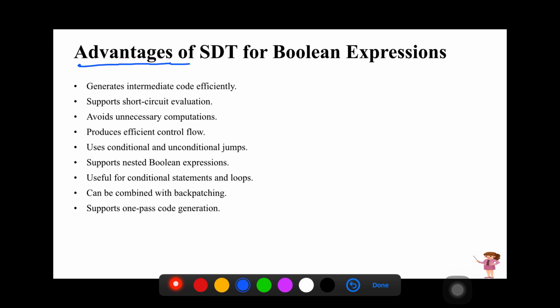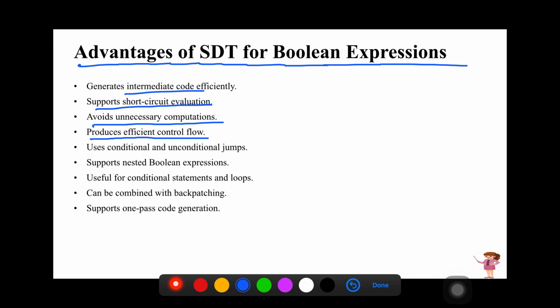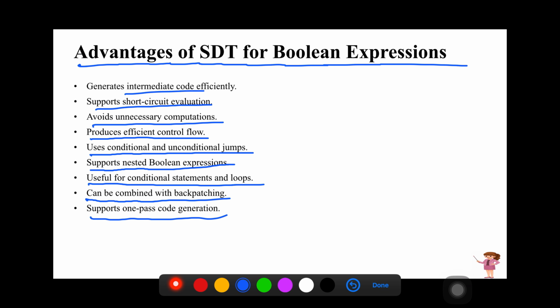Advantages: it generates the intermediate code efficiently, supports short circuit evaluation, avoids unnecessary computations, produces efficient control flow, uses conditional and unconditional jumps, supports nested Boolean expressions, is useful for conditional statements and loops, and can be combined with backpatching to support one-pass code generation. I hope you guys understood.